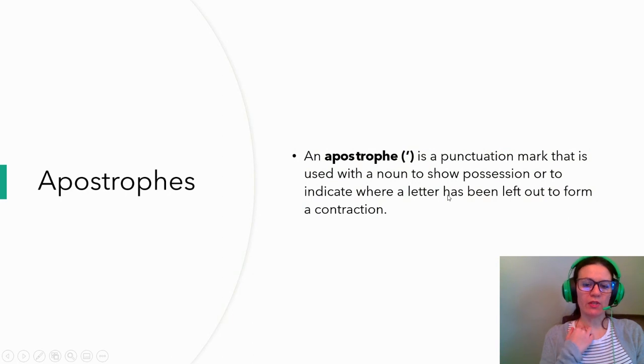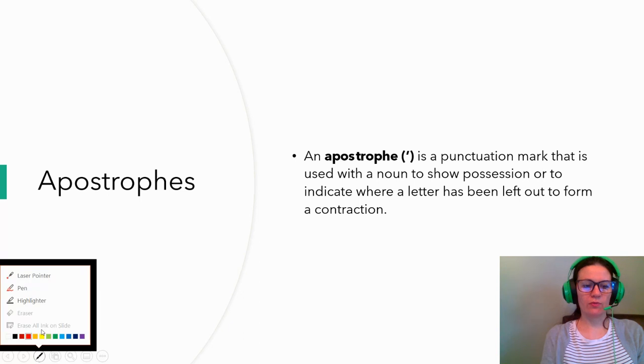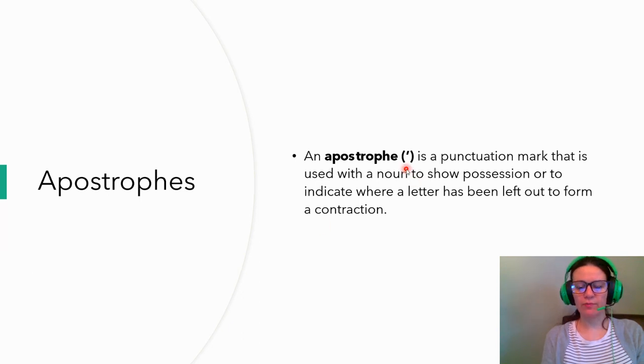So an apostrophe is a punctuation mark that is right there in the parentheses. You can see it. And it's used with a noun to show possession or to indicate where a letter has been left out to form a contraction.